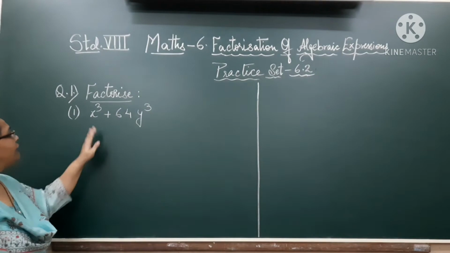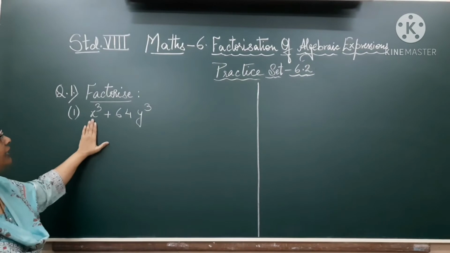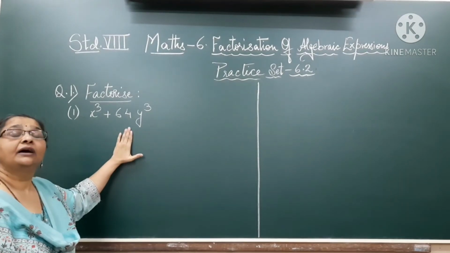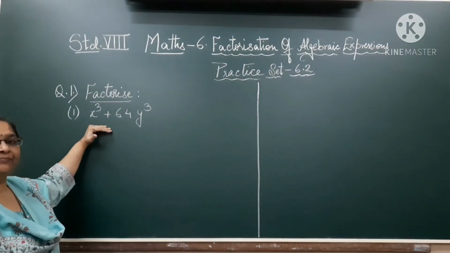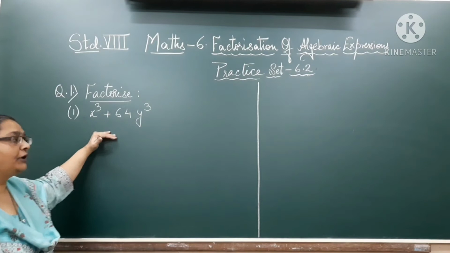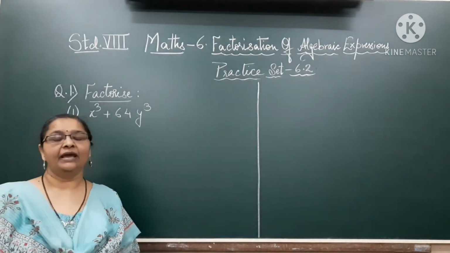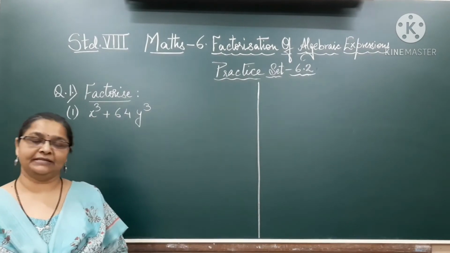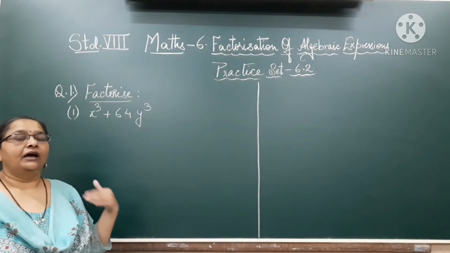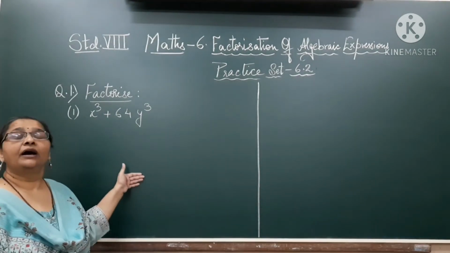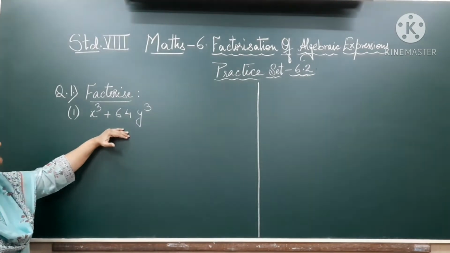Here we can see this is a binomial, where the first and the second term both are cubes. We are going to add the cubes. So to factorize them we are going to use the formula a cube plus b cube is equal to a plus b into a square minus ab plus b square. This formula we had learned in the last video, and now we are going to apply it to factorize these algebraic expressions. Let us start with it.